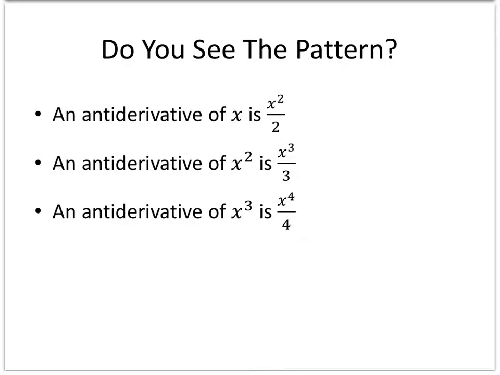So hopefully you're seeing the pattern of what's happening here, which is simply our definition of the rule that says whatever the power is, add 1, and then do the same thing in the denominator. And then of course all of these would be plus c when you're finding the antiderivatives.